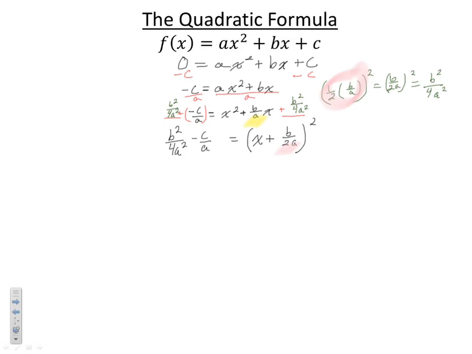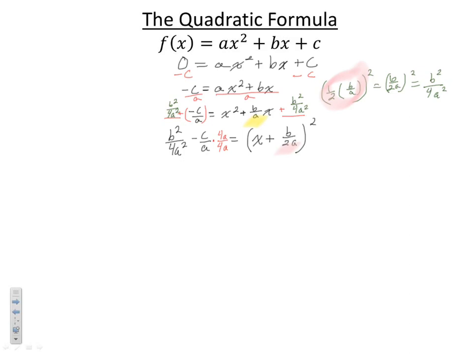I have these two fractions on the left side, and I want to combine them into one fraction so I can take the square root a little easier, right? So I need to find the common denominator. What's the common denominator going to be? Well, I notice that I have a 4a squared and an a. So that means my term that's a negative c over a is going to need a 4 in the denominator and one more a. So I'm going to multiply by 4a over 4a.